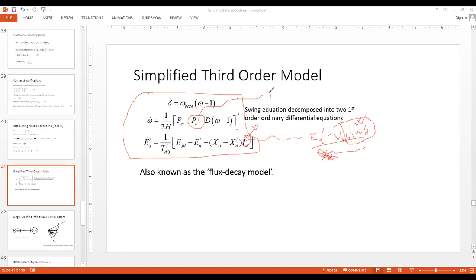PE, when we express it, you will see it is VD ID plus VQ IQ. And when you expand these expressions in terms of state variables, you will see that ID and IQ are multiplied with other expressions of VQ and VD, which are again functions of ID and IQ themselves. So all in all, this model over here is a nonlinear model.